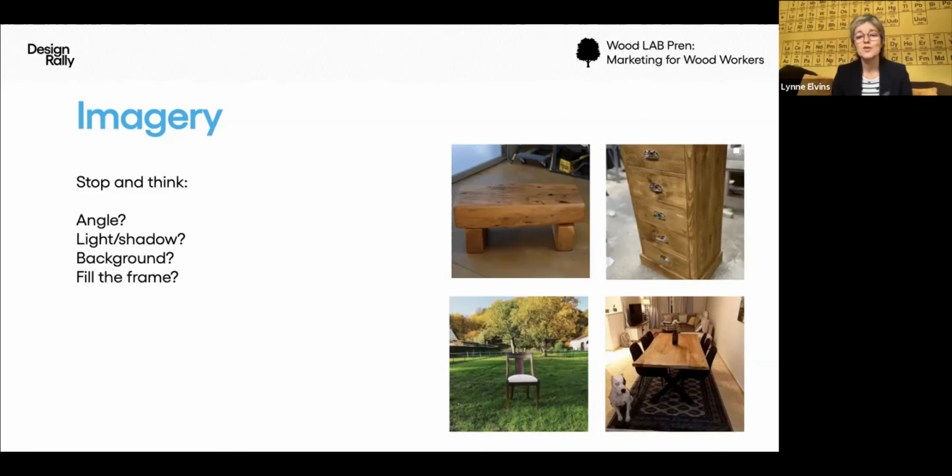Don't just put something on the floor where you can see it. Think as well about what's in the background. If we look at these top two, there's all sorts of other stuff going on in the background.